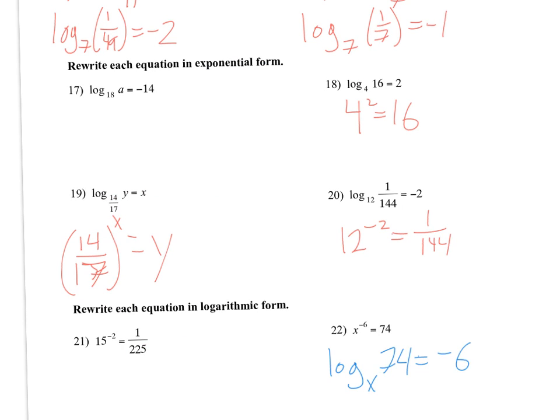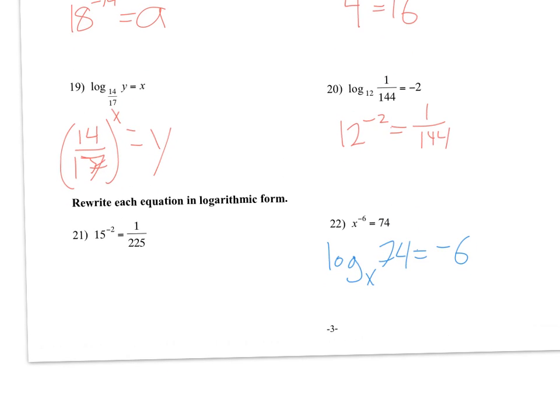For number 17, I've got to rewrite this in exponential form. So we're looking at 18 to the power of -14 is equal to a. Similarly, for number 21, I've got to write this in logarithmic form. That's going to be log base 15 of 1 over 225 is equal to -2.